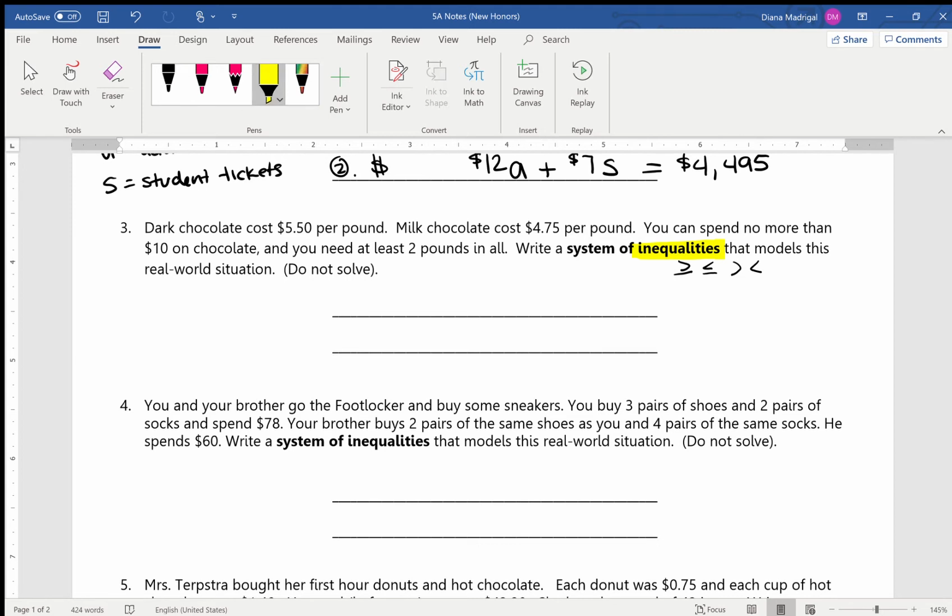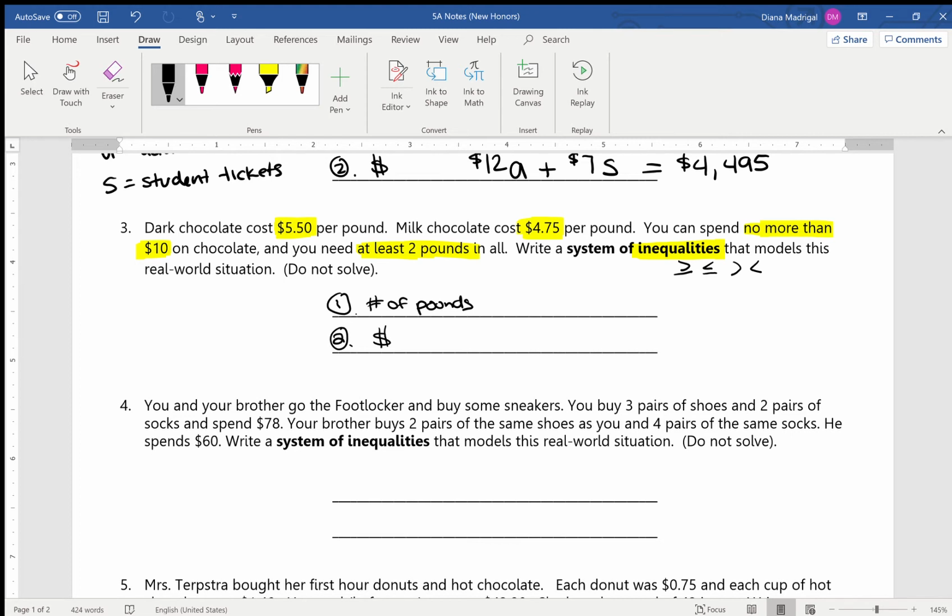Again, identify your numbers. What kind of numbers are they giving you? Look, they're giving you 5.50. We're talking about money. How do I know that? Because it has the money sign. 4.75 is still talking about money. It says you can spend no more than $10. And you need 2 pounds. Now, 2 pounds, at least 2 pounds. 2 is not money anymore. So 2 is not related to your money. Well, what is the 2 talking about? The 2 is talking about the pounds. That's your key. Your first inequality is going to be talking about the number of pounds. That means that your second inequality has to be talking about the money.